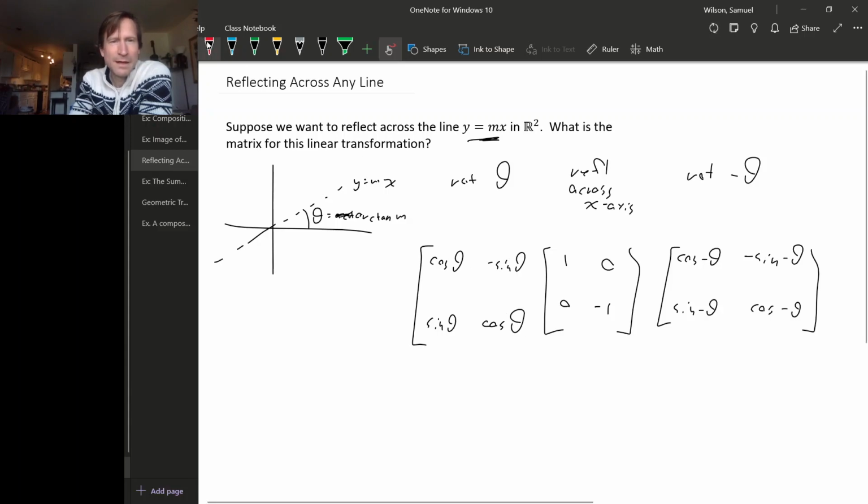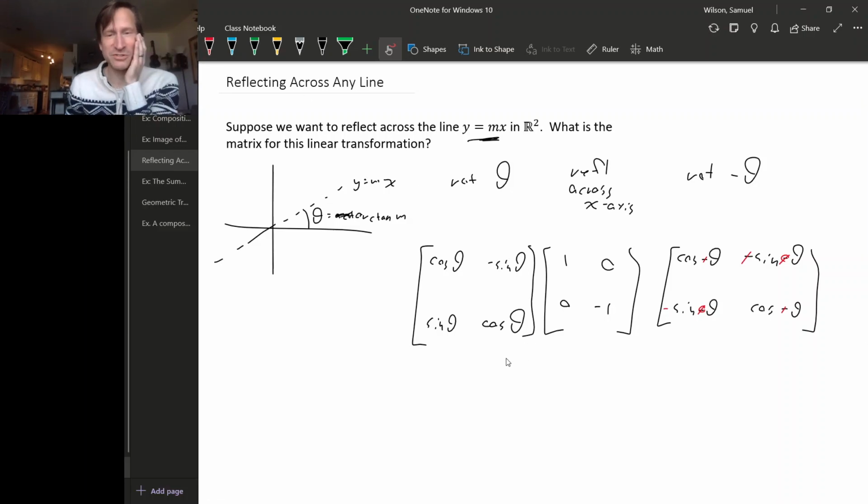Now for these minuses, cosine is an even function, so the minus makes no difference. And sine is an odd function, so having a minus on the inside is the same as having a minus sign on the outside. So this minus sign cancels that minus sign, and this minus sign here becomes a minus sign on the outside.